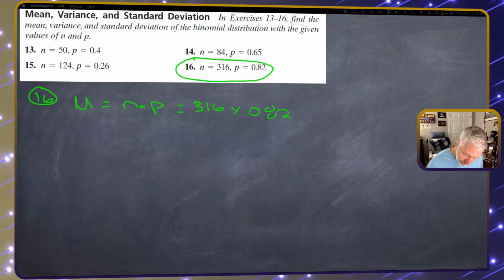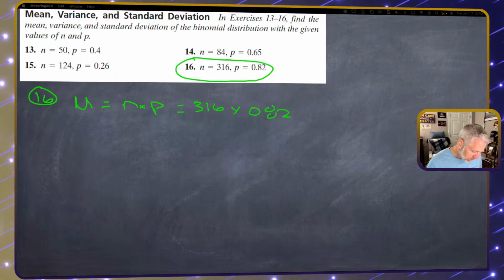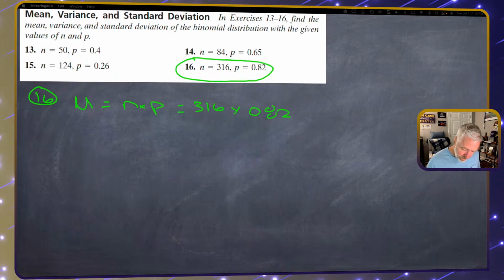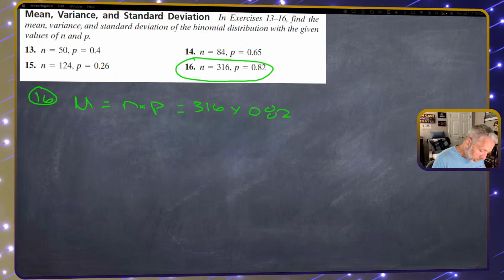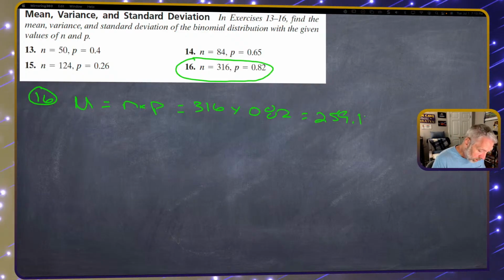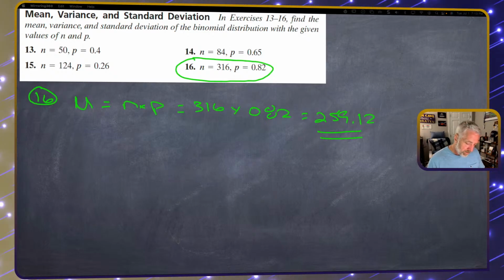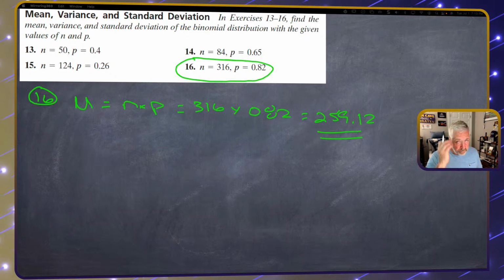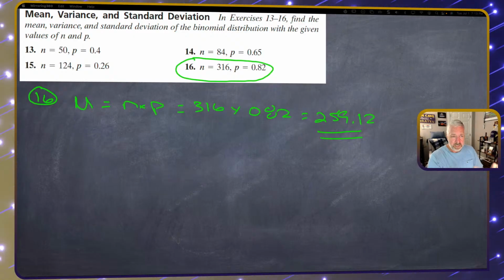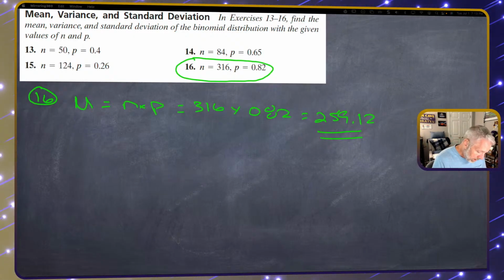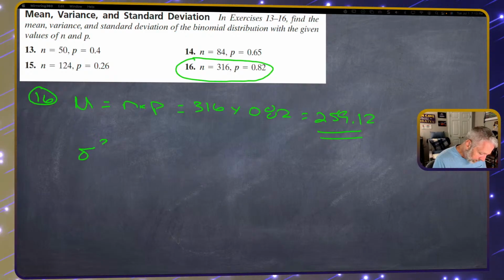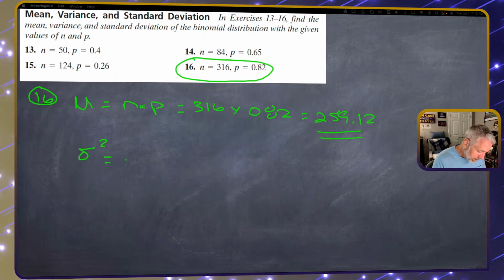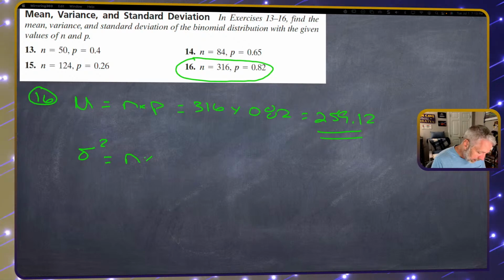Appreciate it. 316 times, what is it, 0.82? 259.12. Kind of scrubbed my 5 and 9 together there, but 259.12. So there's the mean of this binomial distribution. Next, we will go with variance. And the variance is just simply, because this is a binomial, npq.